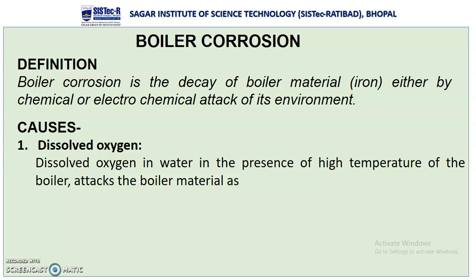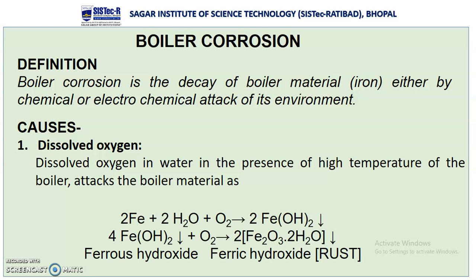Water containing dissolved oxygen, when heated in the boiler, evolves free oxygen, which corrodes boiler material. Iron is the boiler material, and water contains dissolved oxygen. The reaction between iron and its environment, that is water and dissolved oxygen, forms ferrous hydroxide. This ferrous hydroxide again reacts with dissolved oxygen and forms rust, that is ferric hydroxide.